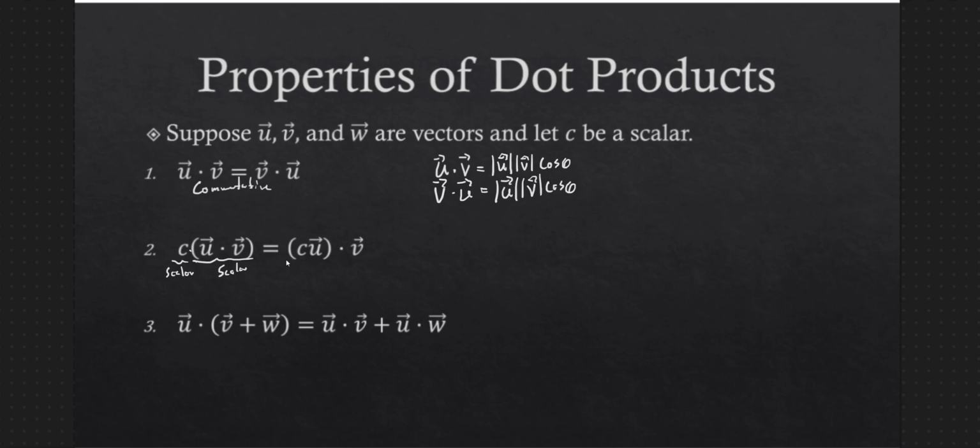This is the same as if I scale u, so this is scalar multiplication, a scalar multiplying a vector, and then dot it with v. So this is now a vector, right? v is a vector, and if I take the dot product, I end up with a scalar. So this is another way to do this. I can either do multiplication between scalars, or I can scale a vector and then take a dot product. I end up with the same thing either way.